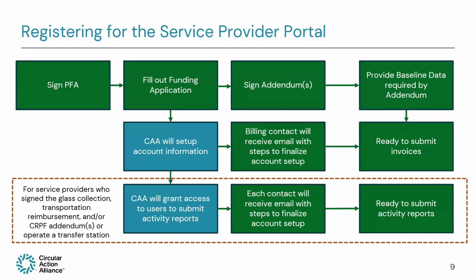So then for folks who are going to be submitting activity reports, and so these are all material movement. So whether this is glass collection, transportation reimbursement, if you operate one of the CRPFs or a transfer station, all of these will give folks access to submit these activity reports. And so this could be one or multiple folks within your organization that would be able to submit these activity reports.